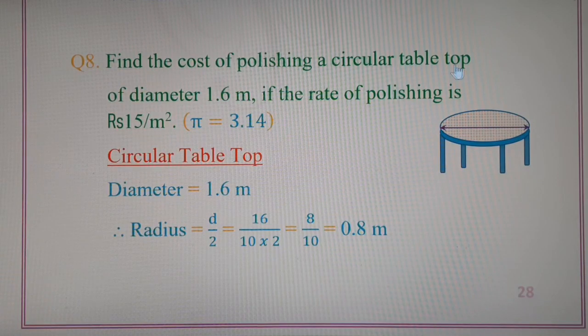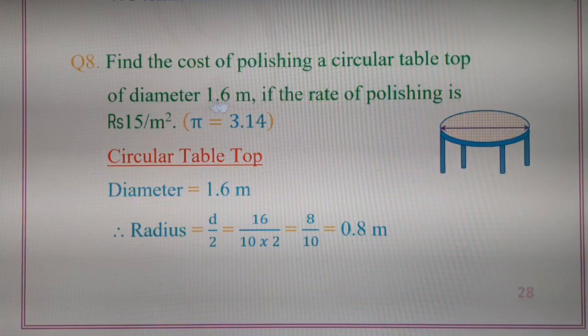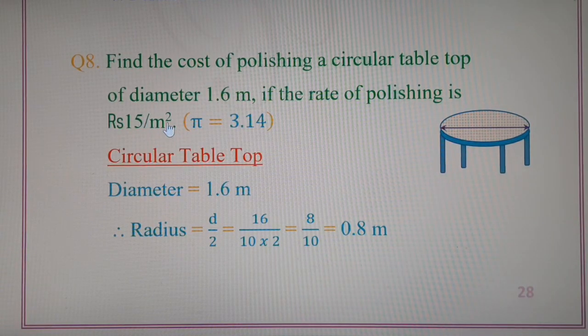Find the cost of polishing a circular tabletop of diameter 1.6 meter. If the rate of polishing is 15 rupees per meter square, find the cost. Now the value of pi is given as 3.14.